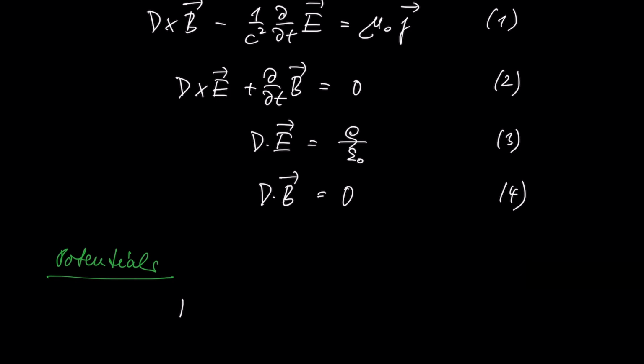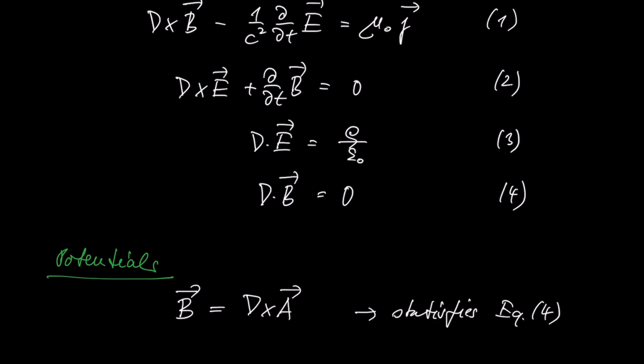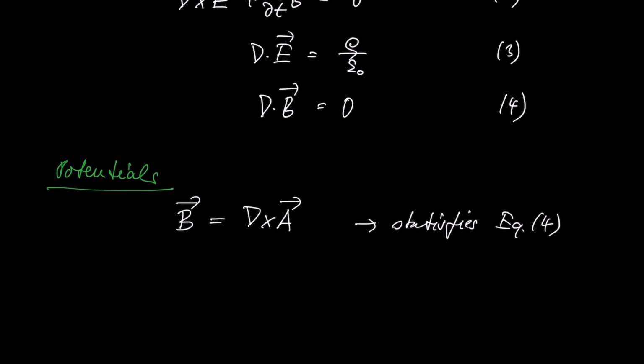For instance, we can satisfy the last of the equations, the equation number 4, by postulating that there is a vector field A whose rotation gives B. So this satisfies equation 4, because divergence of the rotation gives identically 0. It's an identity. So the equation number 4 is then fulfilled, satisfied identically.